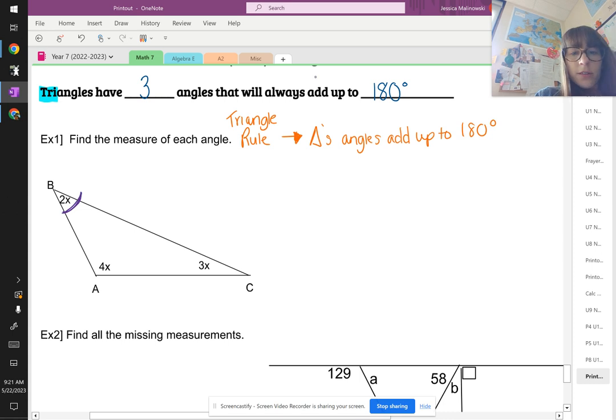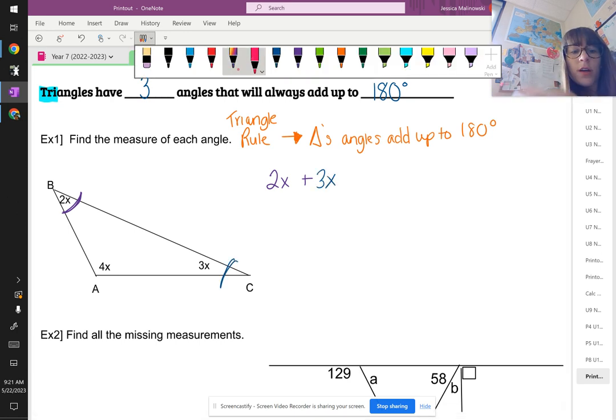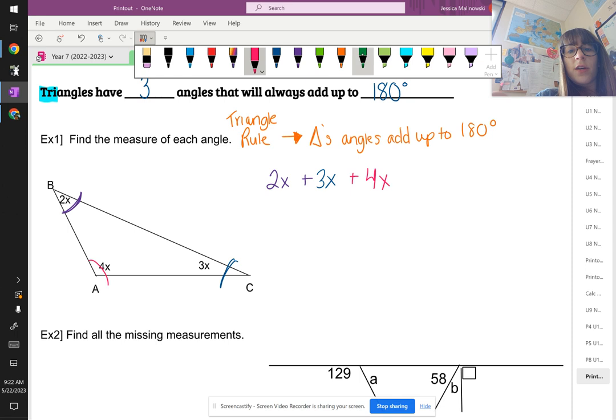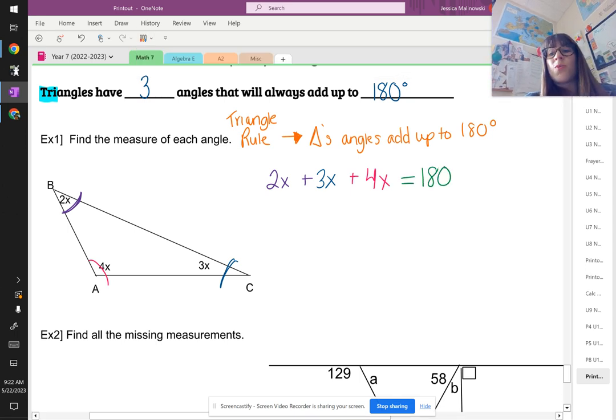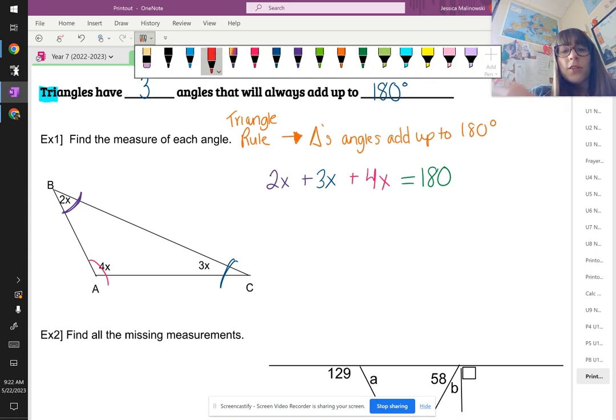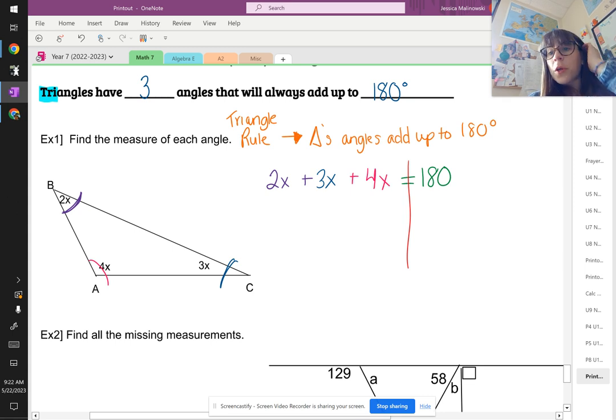Angle B right here is 2x plus angle C is 3x plus angle A is 4x, and that entire thing is going to be equal to 180 degrees because we know that triangles add to 180 degrees. So now I just have an equation that I need to solve. This is an old school equation with variables only on one side, so I'm just combining like terms. 2x plus 3x is 5x. 5x plus 4x is going to be a 9x, not a 59, just a 9x, is equal to 180.